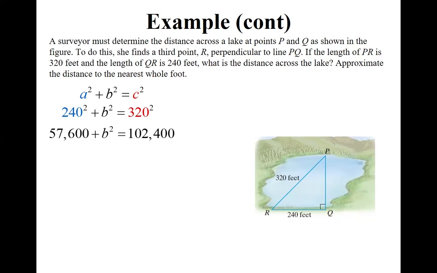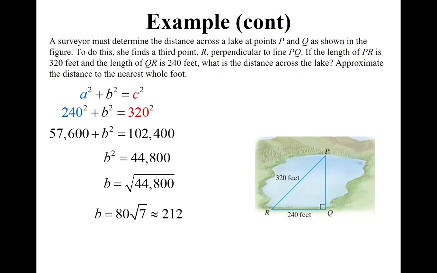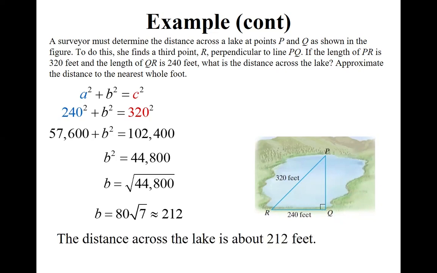Subtract 57,600 from both sides, b squared equals 44,800. The exact distance would be the square root of 44,800, taking the square root of both sides, but a decimal approximation with the calculator to the nearest whole foot is 212 feet. And that's it for this topic.